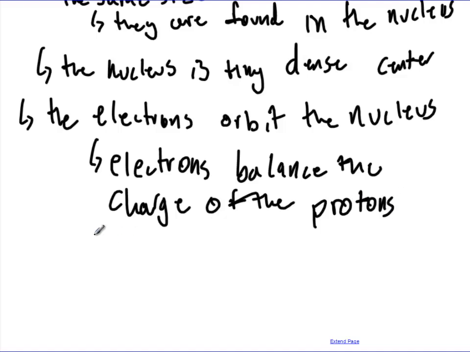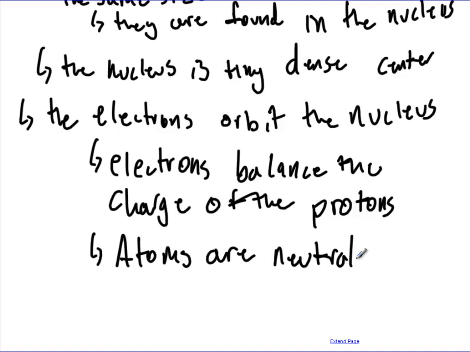So remember that. Atoms are neutral. They have the same number of protons and electrons. The protons are positive, the electrons are negative. That makes the whole atom neutral. So we've got this down. We've got three particles in the atom: the protons, the neutrons, and the electrons. The protons and neutrons are in the middle in the nucleus, and the electrons go around the outside.